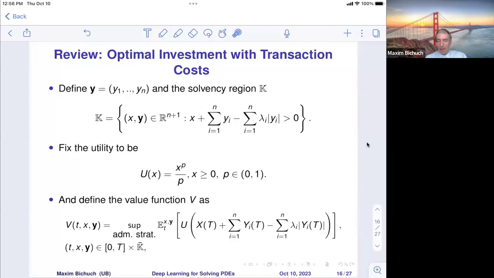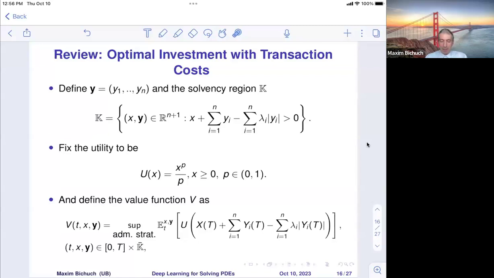So let me define the solvency region K. This is going to be the region where, if you were forced to liquidate your position immediately, then you would not be bankrupt. And we'll use the standard power utility, with power between 0 and 1, because otherwise numerically it's quite difficult to solve.